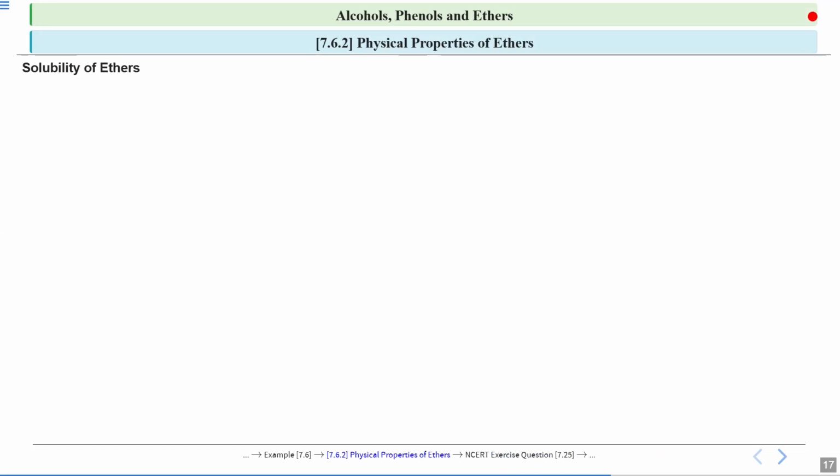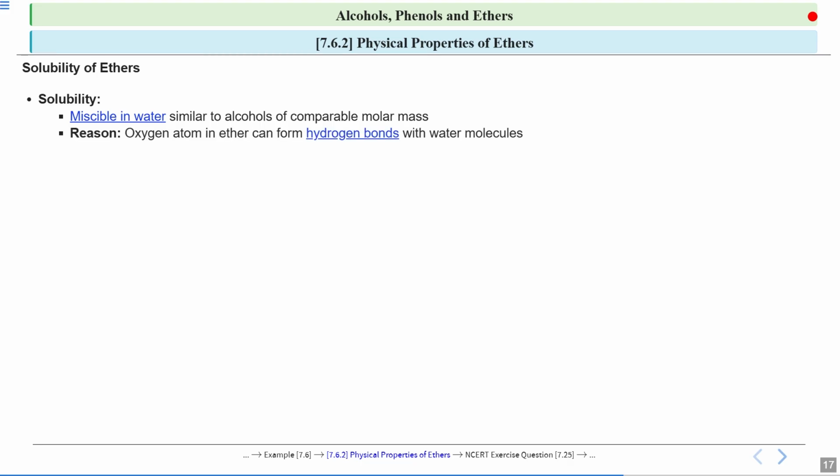Now, if I talk about the solubility of ethers, we will see that ethers are miscible in water. Alcohols are also miscible in water because alcohols have this hydroxyl group, OH group, and water also has this OH group. Similarly, ethers are also miscible in water, of comparable molar mass. The reason is that the oxygen atom in ether can form hydrogen bonds with water molecules.